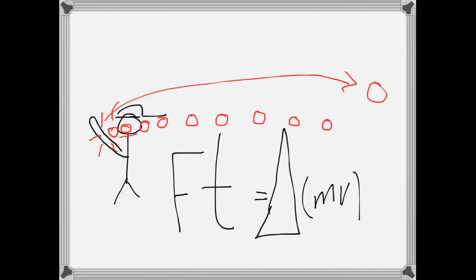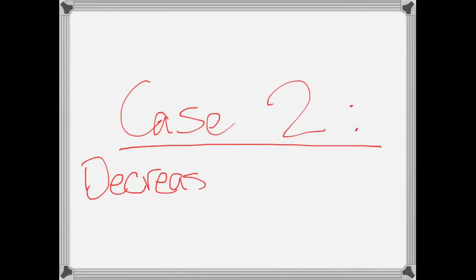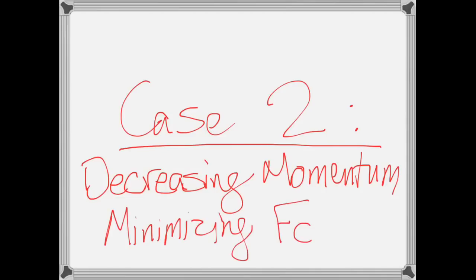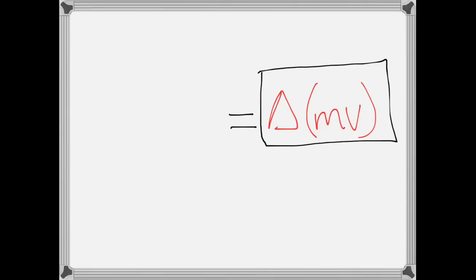But now we're moving on to a second case, in which momentum is decreasing, and the goal now is not to maximize the change in momentum, but to minimize the amount of force that's acting on the object in question. In this case, the change in momentum is fixed. It's always the same. It's not getting smaller or larger. And so in order to minimize the force, you can increase the length of the interaction. If you want the force to get even smaller, make the length of the interaction even longer.